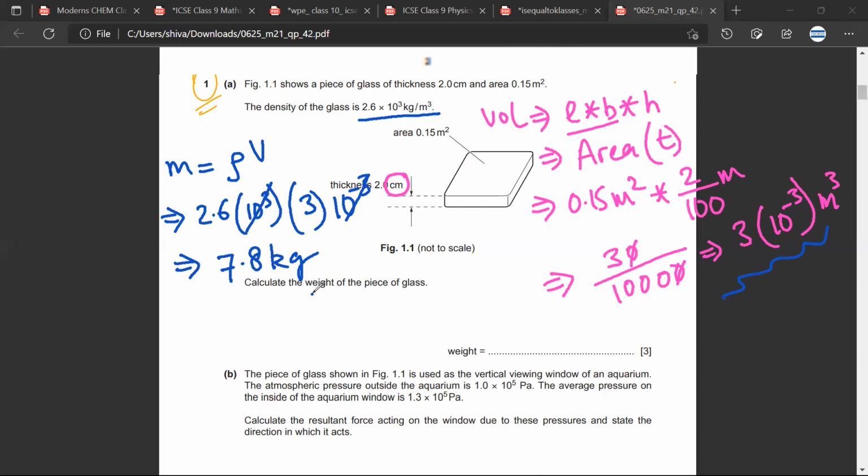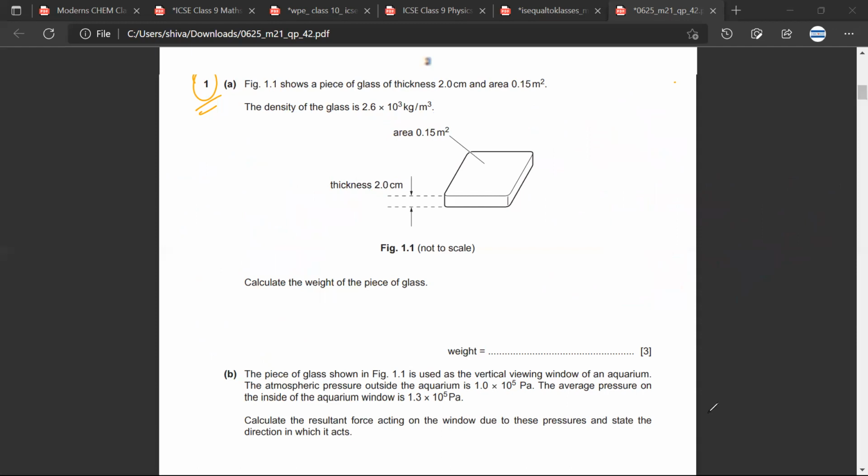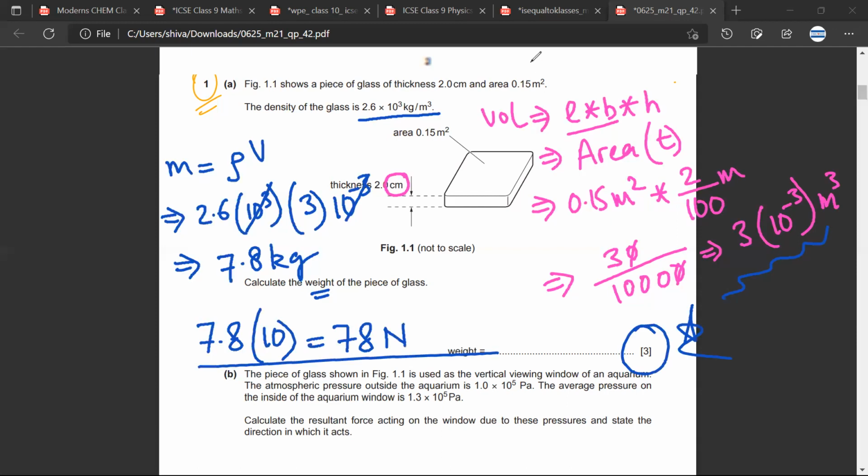So to calculate the weight, what I have to do is multiply this 7.8 by 10, and the answer would be 78 Newton. Chris, is it making sense? Yes, sir. So easy question, 3 marks for it. Very small. And these are the kind of questions which are usually asked. Pretty easy questions, not much of a hassle. Any doubt in here?